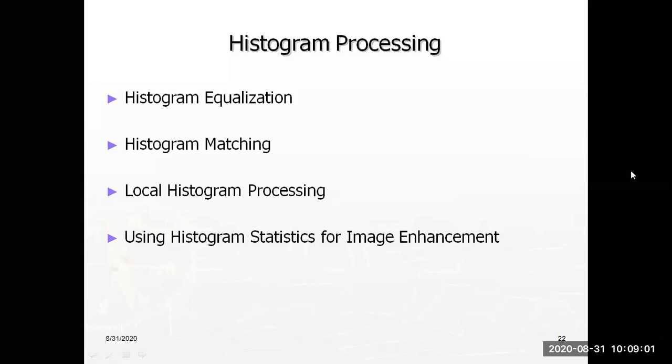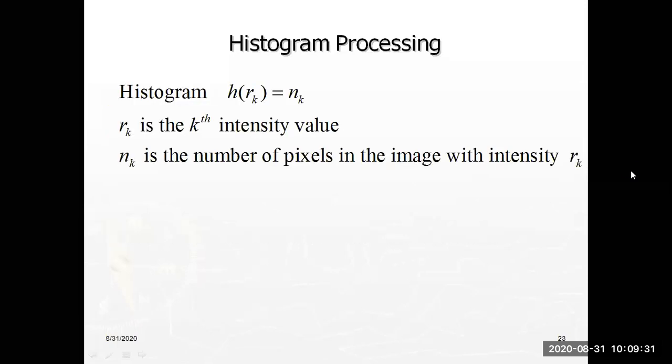In histogram processing, we are going to discuss four topics: histogram equalization, histogram matching, local histogram processing, and using histogram statistics for image enhancement. These four topics are the main concentration of histogram processing. So this is the definition.